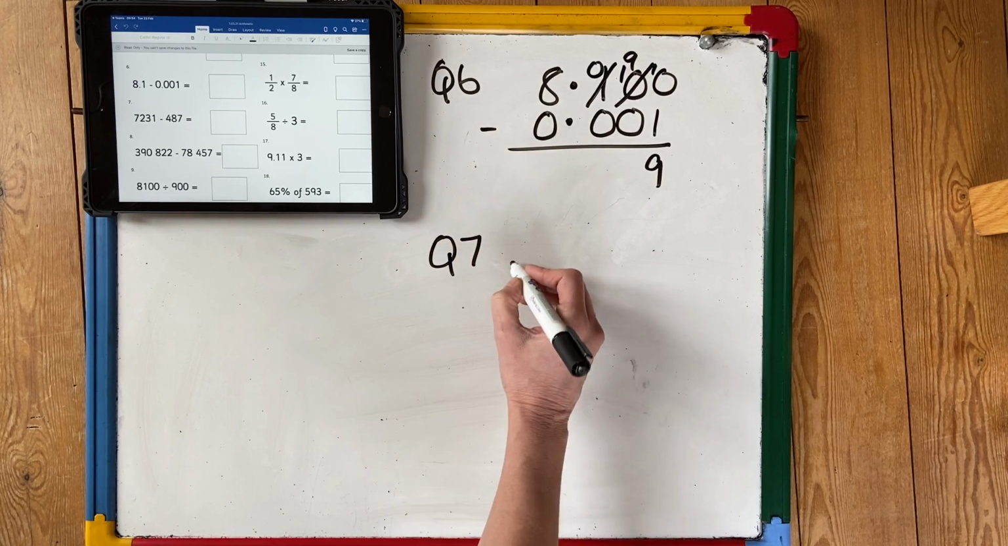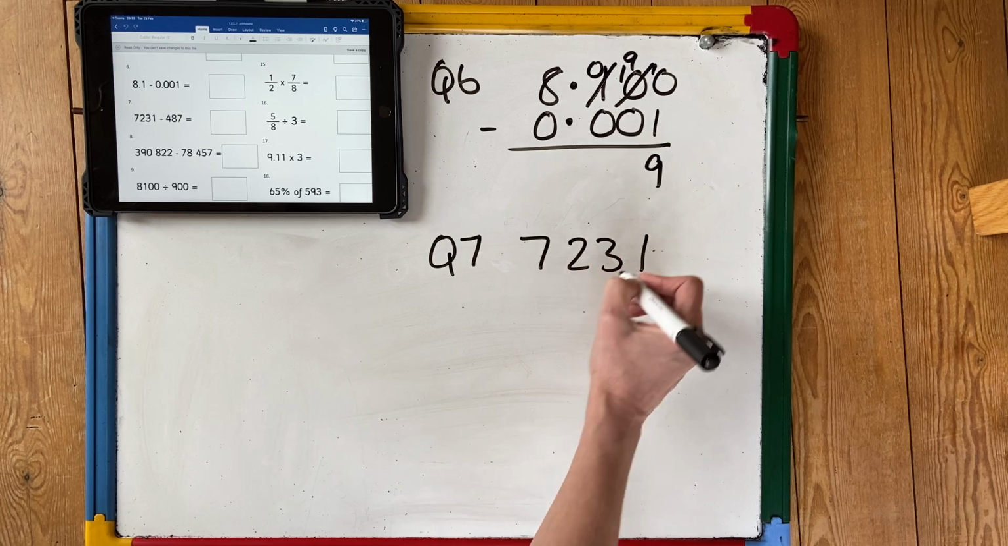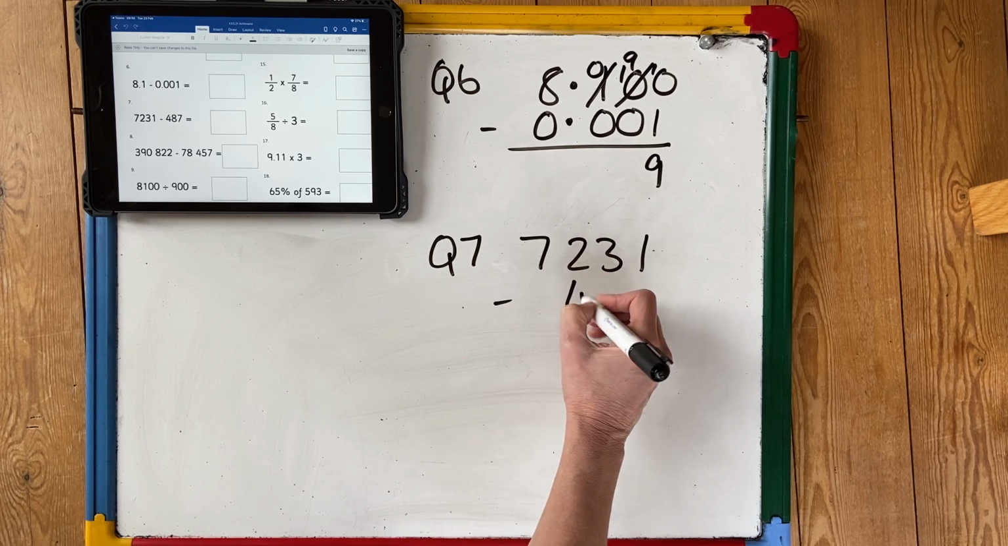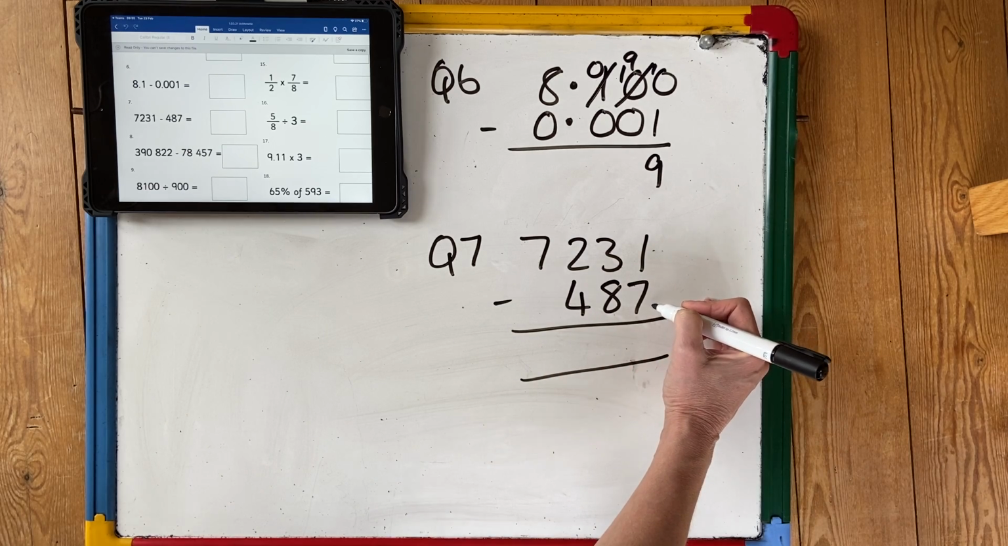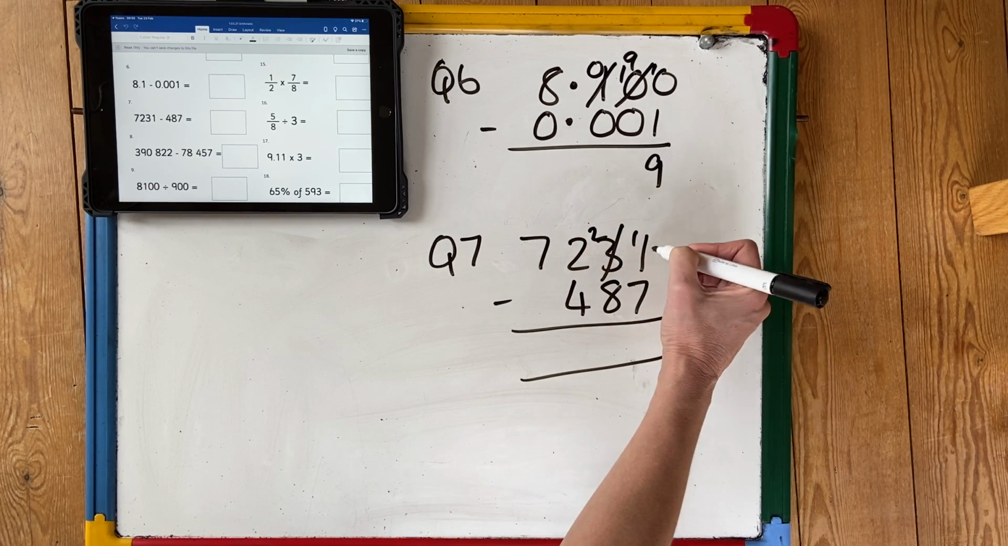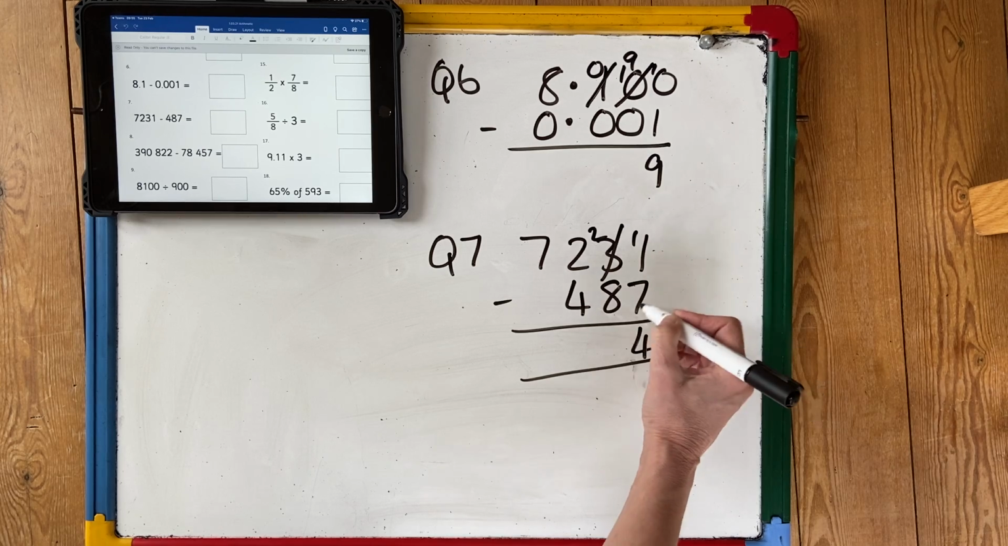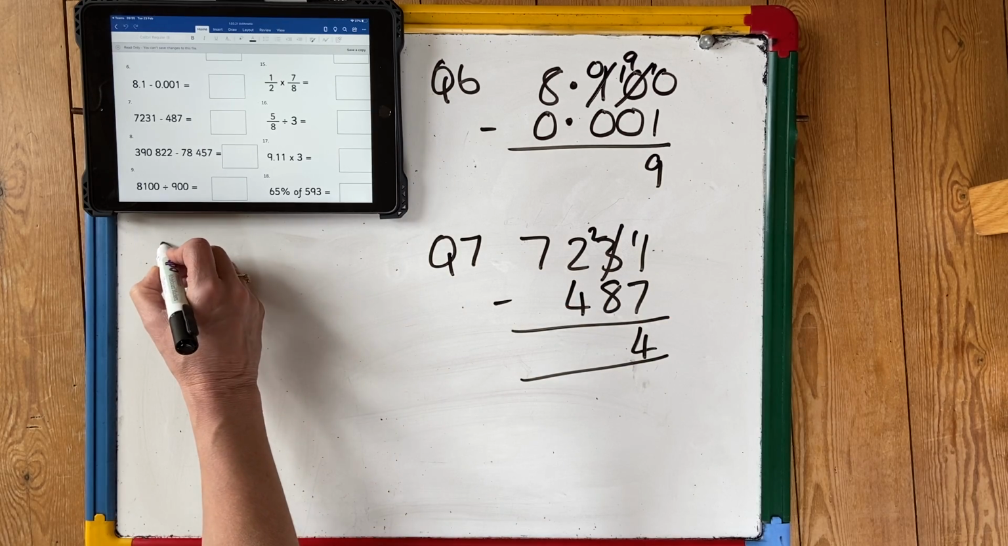Question 7. 7,231 subtract 487. So 1 subtract 7 you can't do, so exchange. 11 subtract 7 is 4, and carry on the calculation.